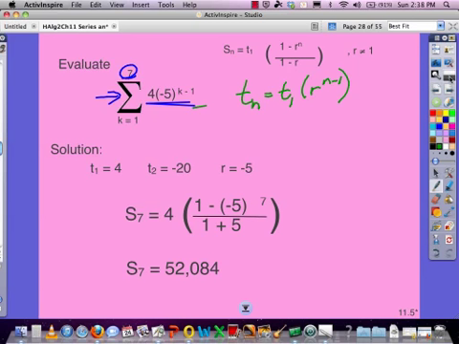All right, that is the first part of 11.5, where we're just dealing with geometric sequences and series summations, and so that's where we'll stop for the first part. If you have any questions, bring them to class.